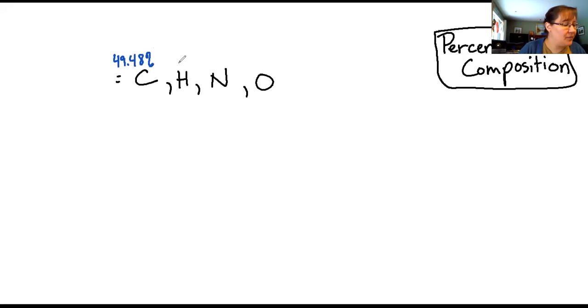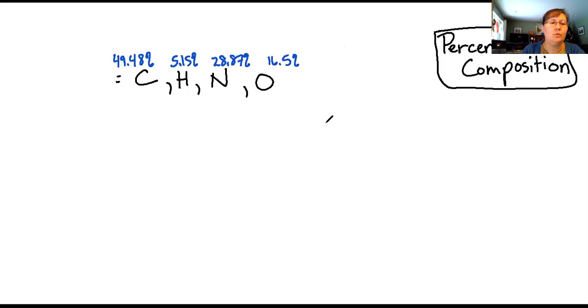And when you put your sample in, it told you that you have 49.48% carbon. It told you that you have 5.15% hydrogen, that you have 28.87% nitrogen, and that you have 16.5% oxygen. And you think, oh wow, that's great information. Now what do I have? Okay, and there's a whole step-by-step process for finding that out.